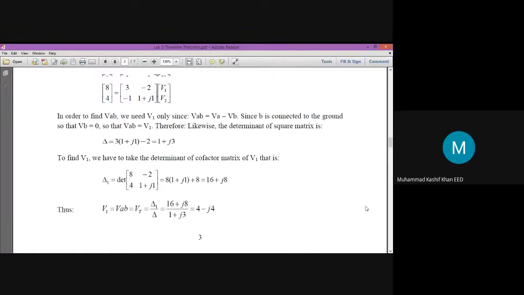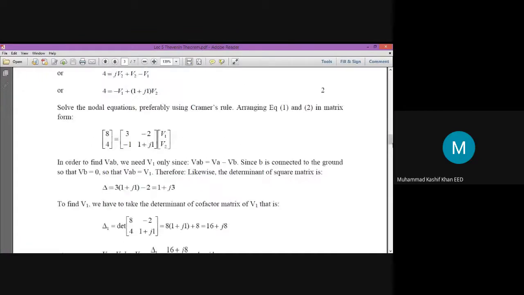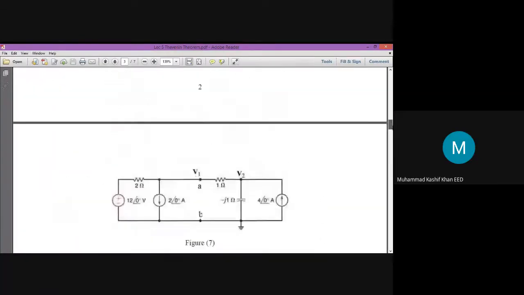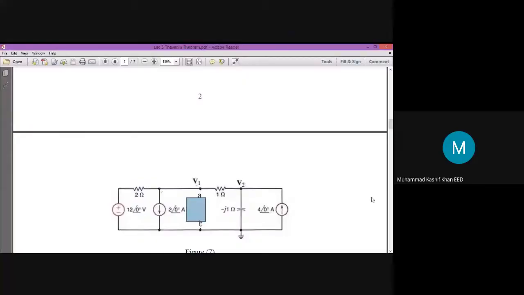In the second step, you have to find out the Thevenin equivalent impedance. To find out the Thevenin equivalent impedance, what you have to do in this modified circuit, not in the original circuit, is short circuit any voltage source and open circuit any current source in the circuit. For finding out the Thevenin equivalent impedance, you have to take this modified circuit.